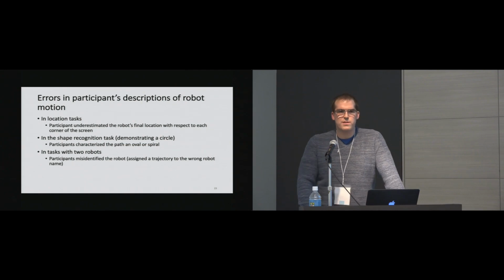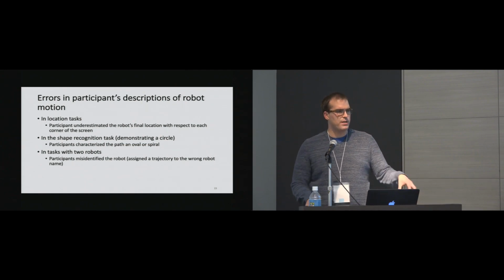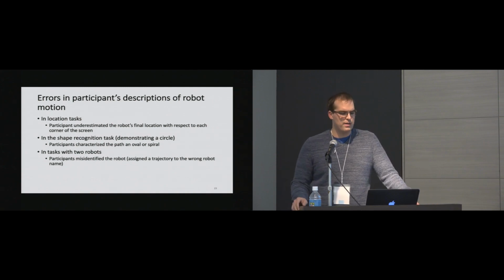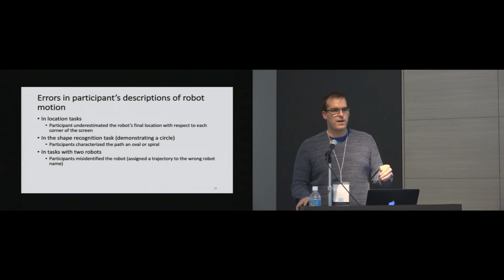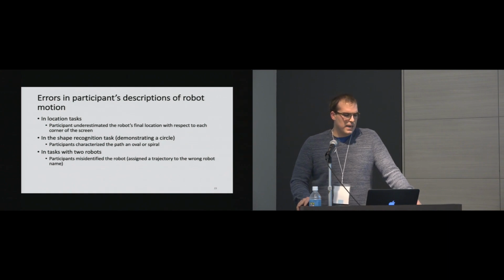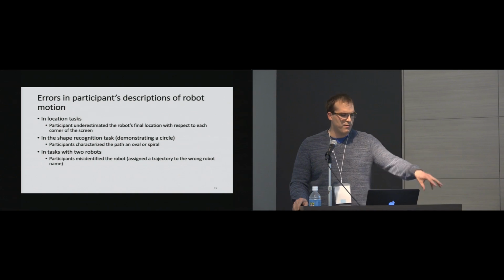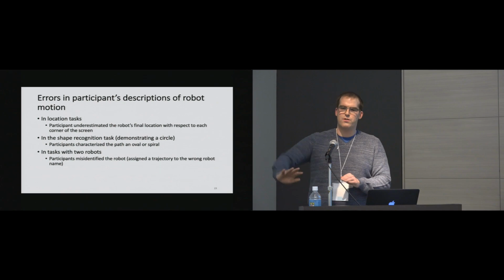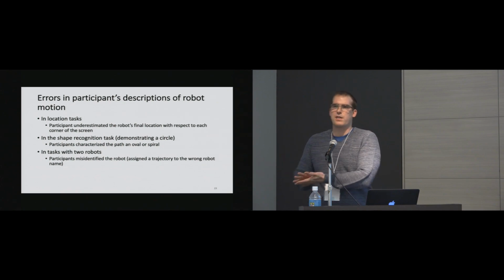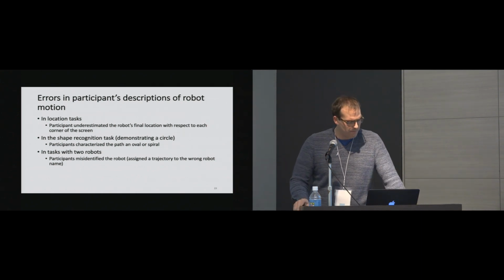So we saw that participants made a couple errors during their characterizations of the motion. Mainly, we saw that in location tasks, participants underestimated the robot's final location with respect to a quadrant or corner of the screen. We also found that in shape recognition tasks, participants characterized the circle as an oval or a spiral. Some of this was due to the fact that if you held the robot and started to adjust it off path, the robot would compensate via its motors, and it would create a wave-like texture as you held onto it.